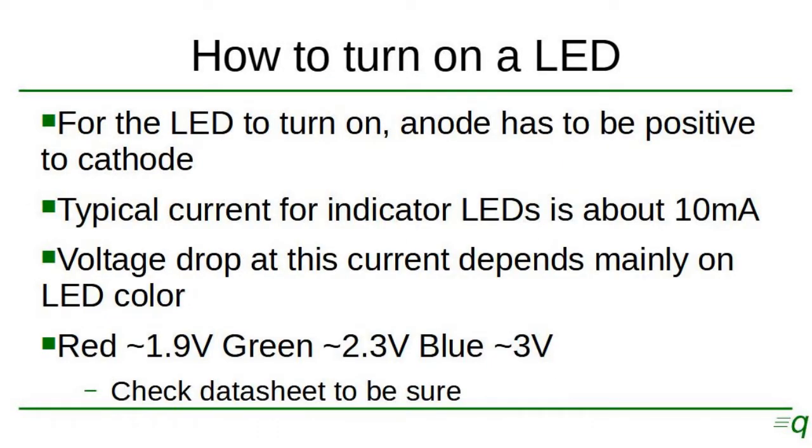To turn on an LED, we typically want about 10 milliamps to flow through them. The voltage on the LED for these 10 milliamps to flow is going to depend on the color of the LED. For red LEDs, it's going to be closer to 1.9 volts, and for blue LEDs, closer to 3 volts, with somewhere in between for green and yellow.